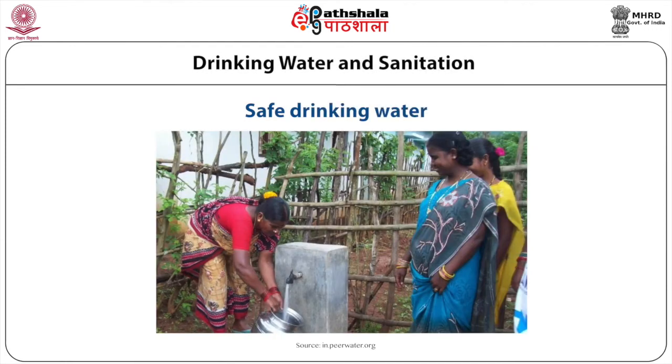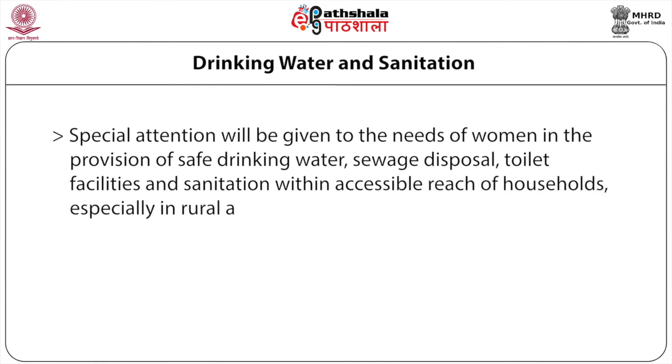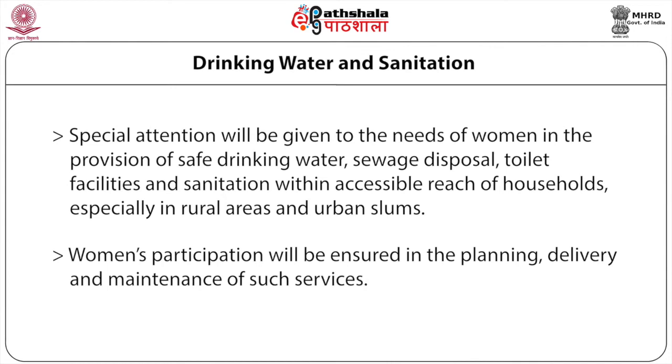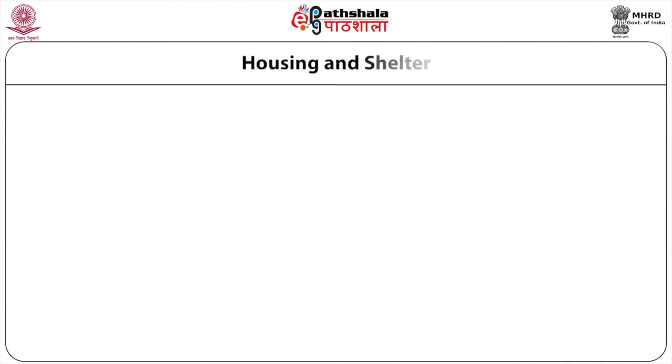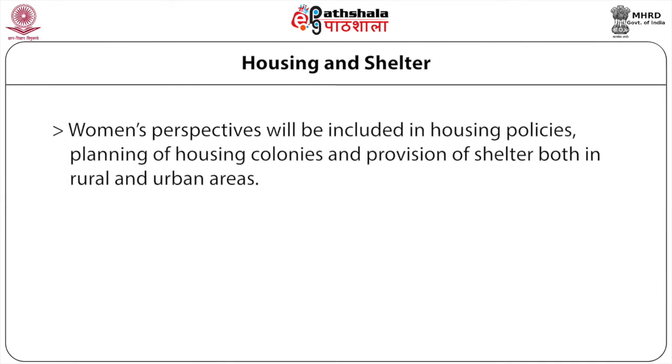The Women Empowerment Policy also guarantees supply of drinking water and sanitation, and it accepts the needs of women in provision of safe drinking water, sewage disposal, toilet facilities and sanitation within accessible reach of households, especially in rural and urban slums. Women's participation is ensured in planning, delivery and maintenance of all these services. When it comes to housing and shelter, the women's perspective will be included in housing policies, planning of housing colonies and provision of shelter, both in rural and urban areas.